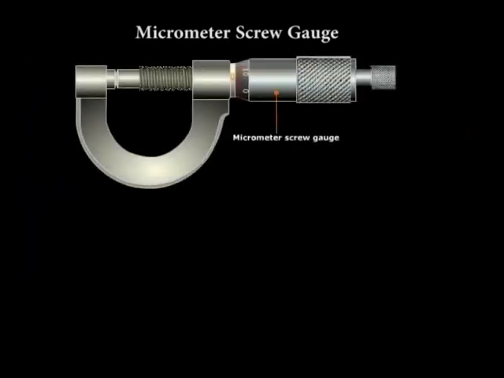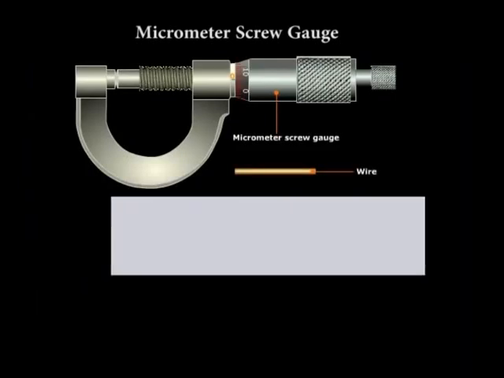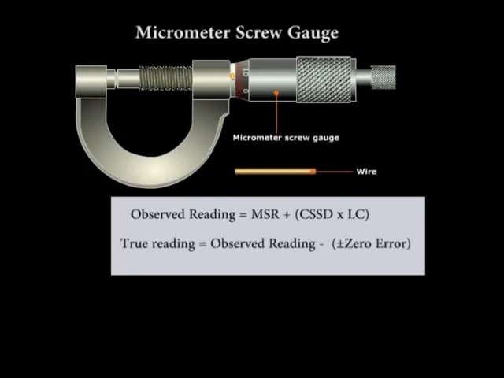Having known the least count and calculating the zero error, if present, you can now calculate the thickness of a sample using the formula: observed reading is equal to main scale reading plus coinciding circular scale division times least count. And then the true reading is equal to observed reading plus or minus the zero error.